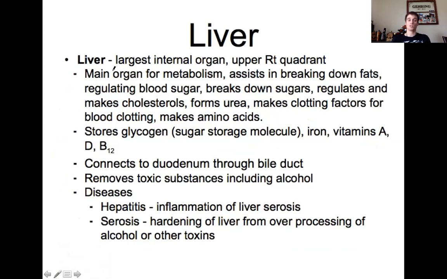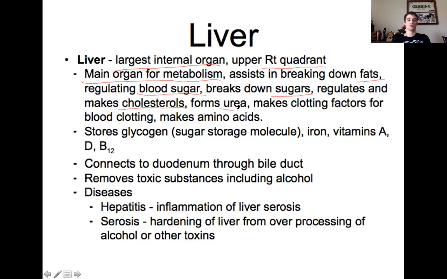But it is the largest internal organ inside your body, located in the right upper quadrant. So just below your rib cage, just below your diaphragm, on the right side of your body. This is your primary organ for metabolism. Breaks down fats, regulates your blood sugar, breaks down sugars, regulates and produces cholesterols, which are good for your body in the right form. It also produces or forms urea.